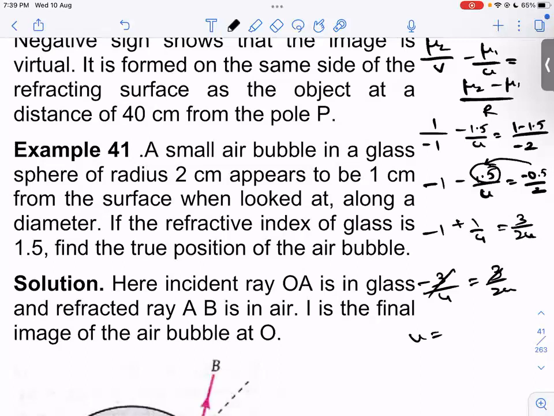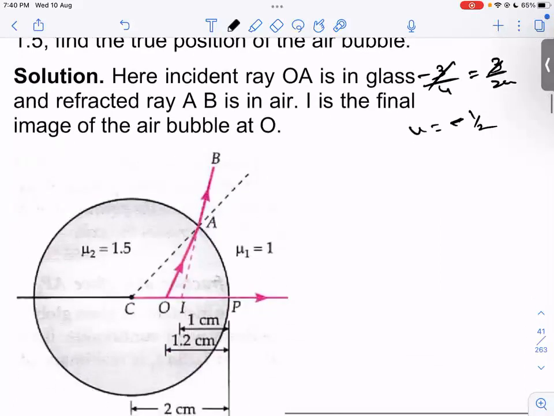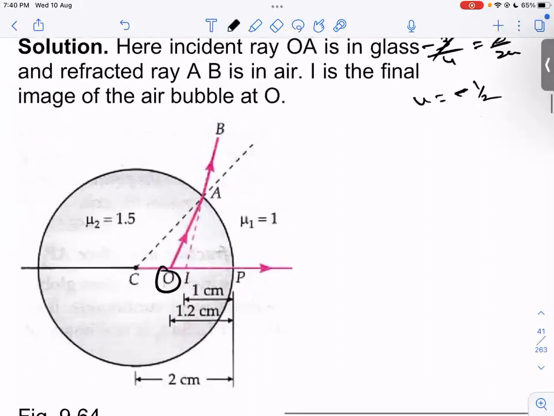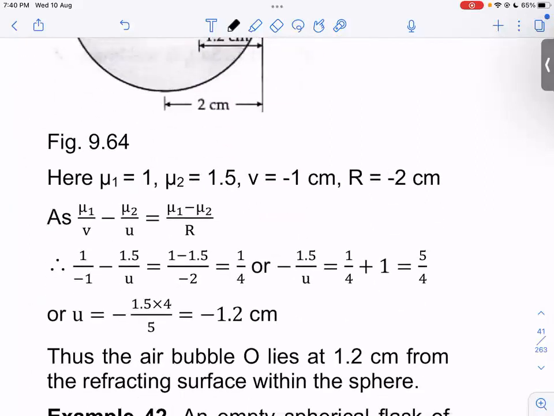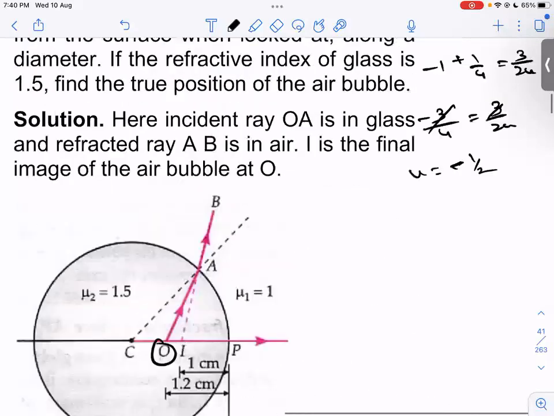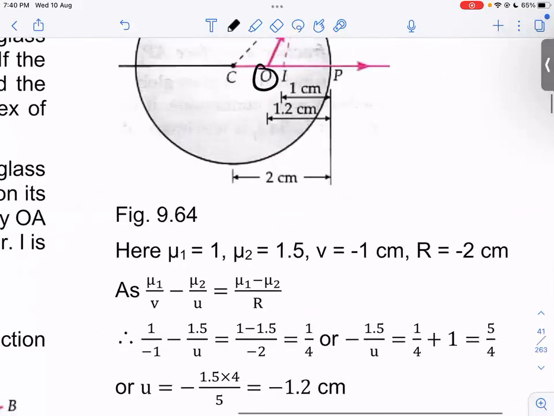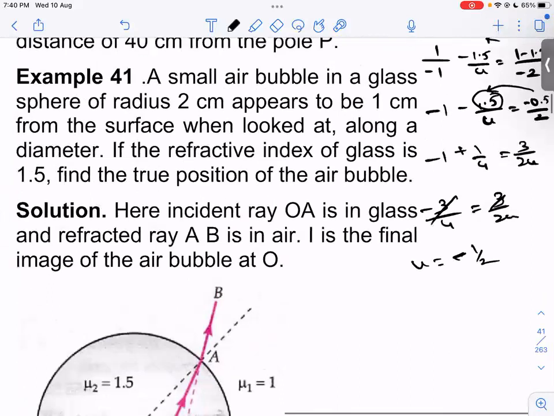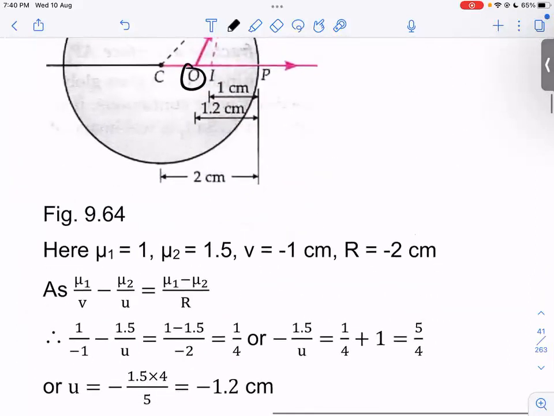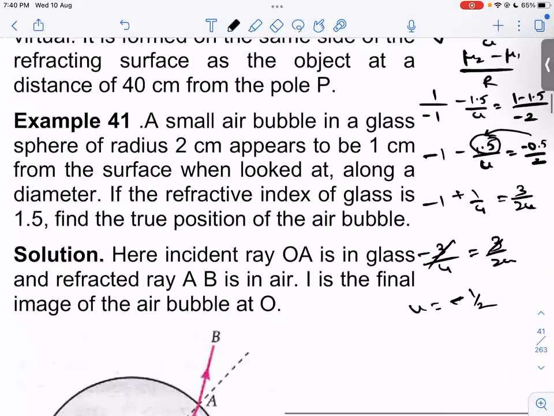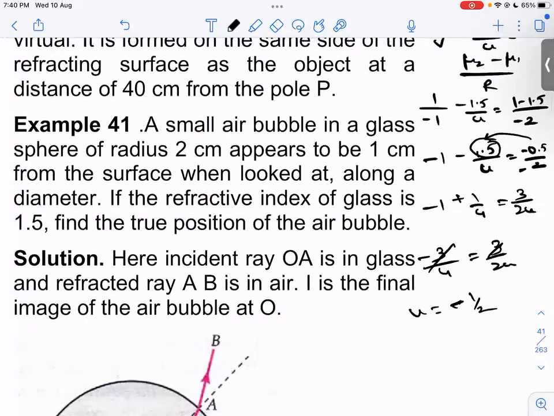U is equal to minus 2. U is equal to minus 1 by 2. 0.5 should be the answer. But O is taken this side, no? There is some calculation mistake. No? So minus 1 minus 1.5 by u is equal to 1 minus 1.5 divided by... there is a mistake I made. There is minus, no?